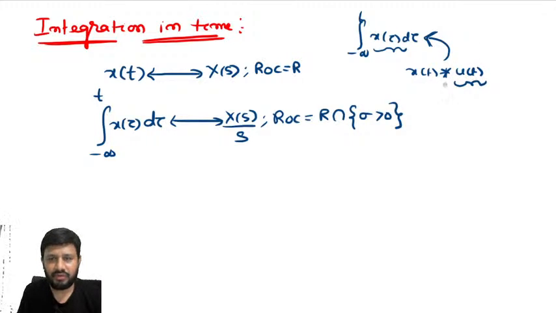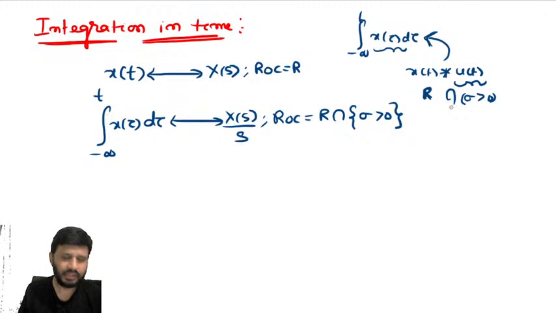So whenever you are going to convolve, you must take the common ROC, as we just saw from the convolution in time property. The ROC for x of t is R and the ROC for u of t is sigma greater than 0, so you have to take the intersection. Understood? Integral minus infinity to t x of tau d tau is nothing but x of t convolved with u of t, so for convolution we take the common ROC.